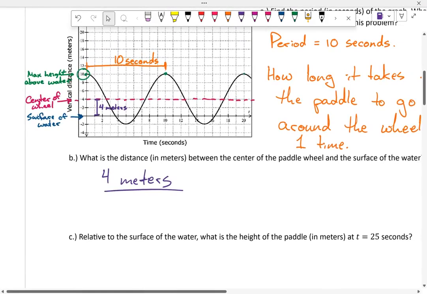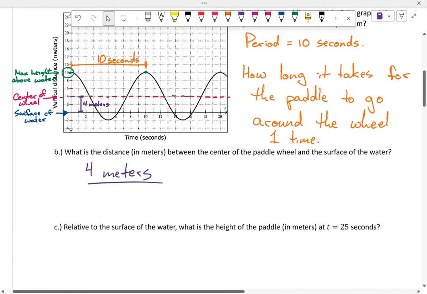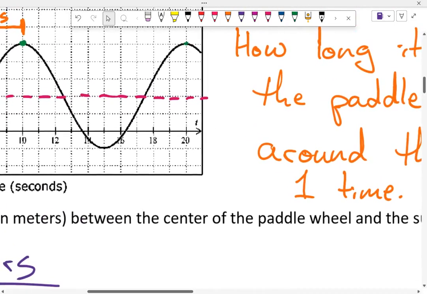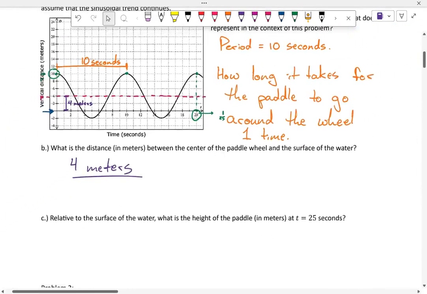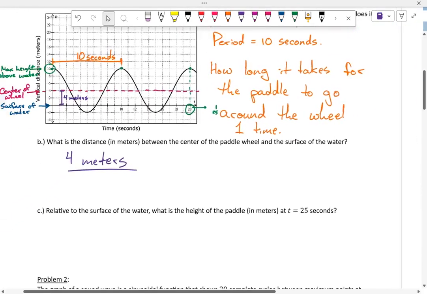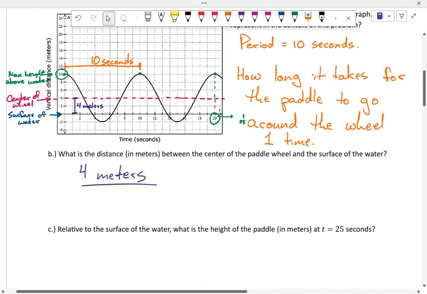All right, relative to the surface of the water, what is the height of the paddle in meters at t equals 25 seconds? Now I want us to note right here, we are at 20 seconds, so they want us to know where we are going to be at 25 seconds. So, using the periodic nature of this function, what would be the height of the paddle at 25 seconds? I want you to think about it. Talk about it in your group.